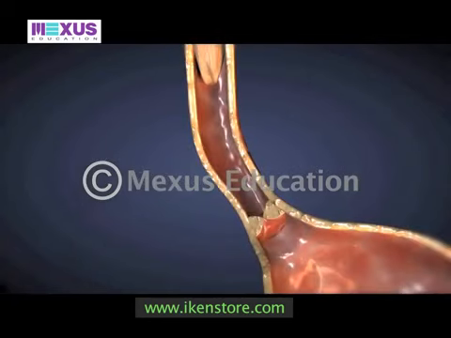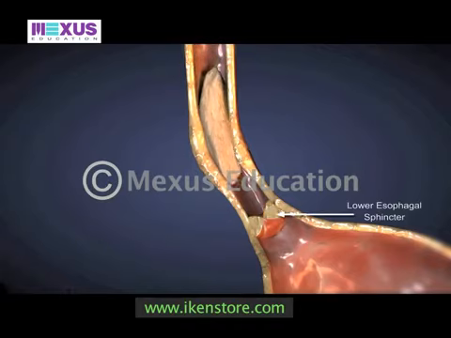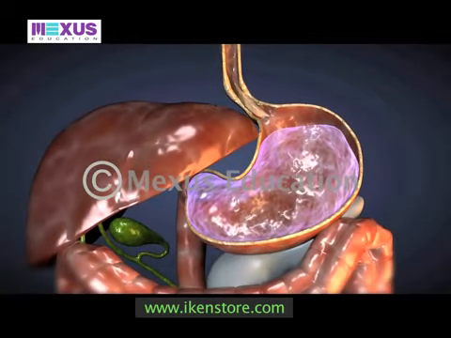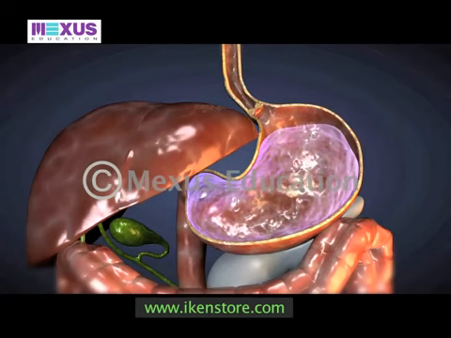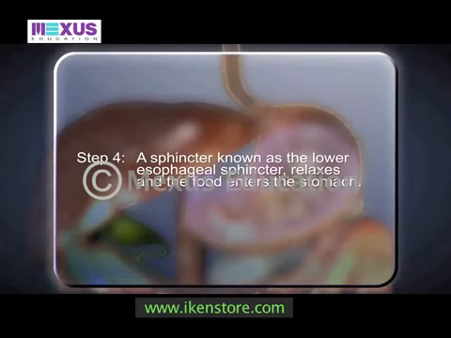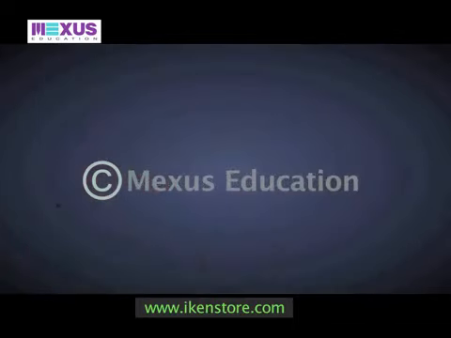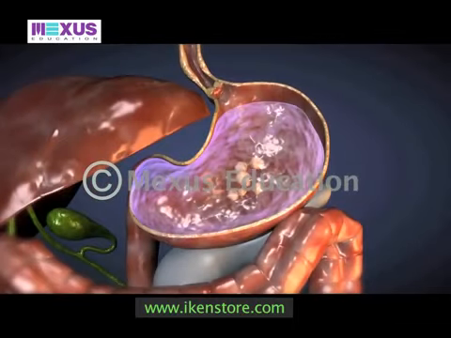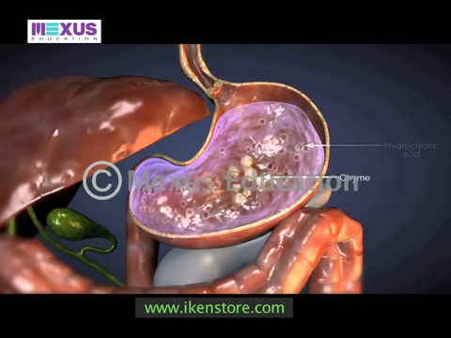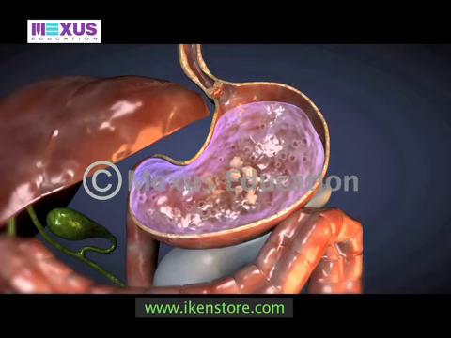When the food reaches the entrance of the stomach, a sphincter known as the lower esophageal sphincter relaxes and the food enters the stomach. The stomach contains gastric juices that break the food into smaller particles or molecules. The hydrochloric acid present in the stomach converts the food into chyme. This chyme now passes into the small intestine.